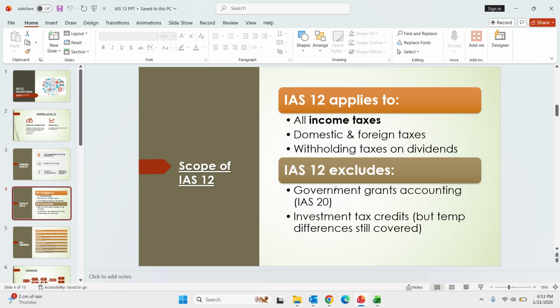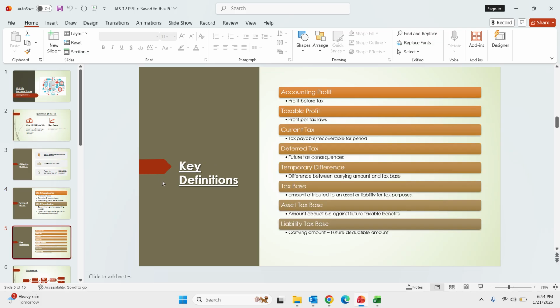First, IAS 12 does not cover accounting for government grants. For this, IAS 20 is applicable. IAS 12 also excludes investment tax credits, but any temporary differences arising from them are still covered by IAS 12. To understand IAS 12 properly, we need to be clear about some key terms. These include accounting profit, taxable profit, temporary differences and tax base. Most of IAS 12 calculations and explanations depend on these definitions.